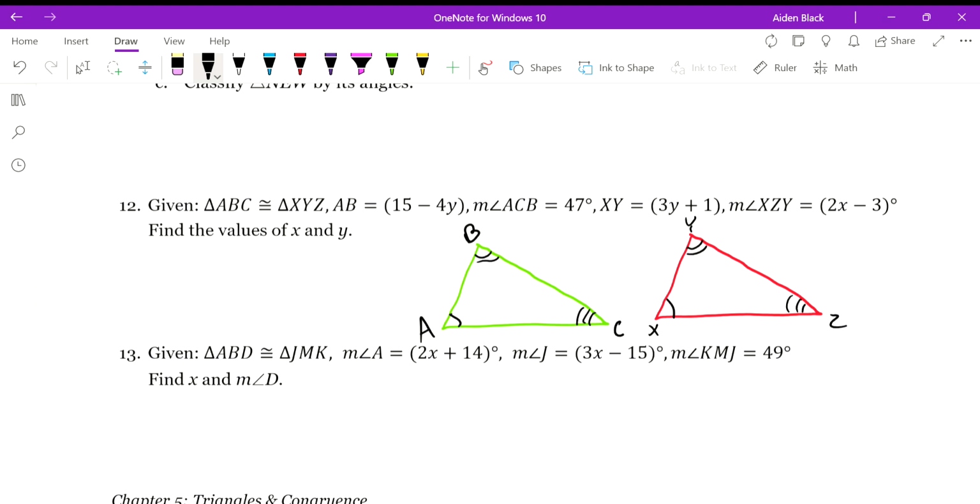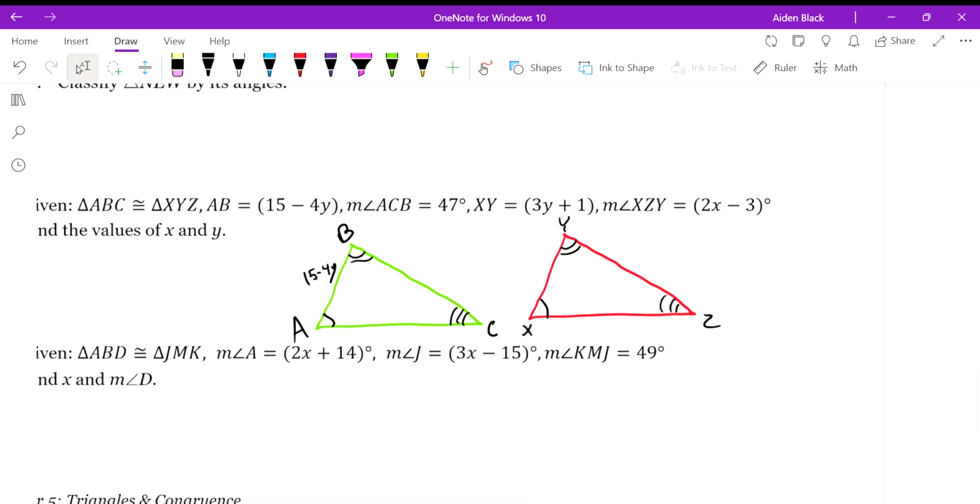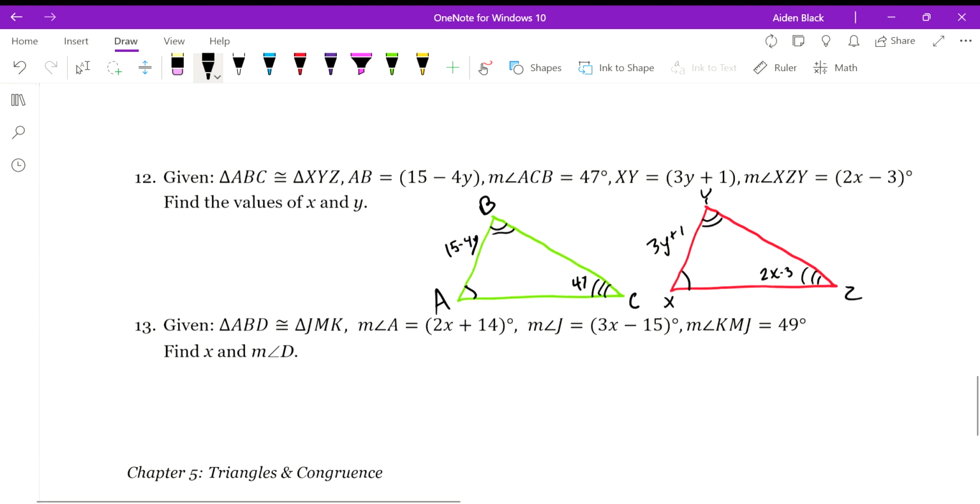AB is 15 minus 4y. So AB is 15 minus 4y. Angle ACB, ACB is this one. Notice the middle letter is the vertex. This is 47 degrees. XY, that's right here, is 3y plus 1. And then angle XZY, middle letter is the vertex, that's right here, is 2x minus 3. Okay, find the values of x and y.